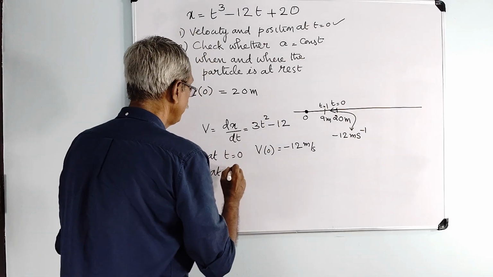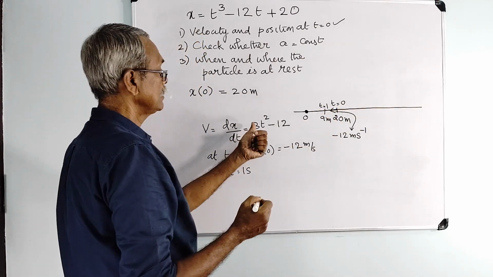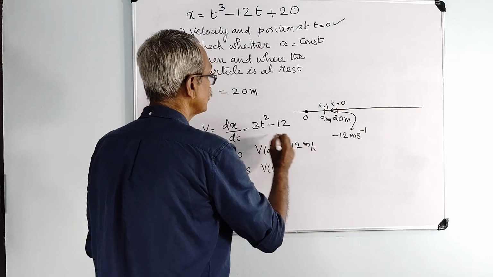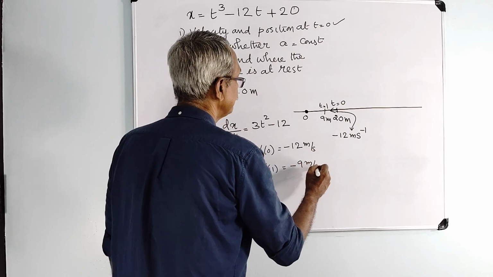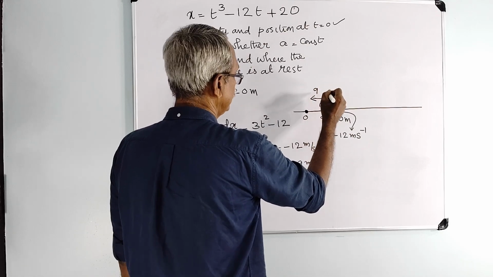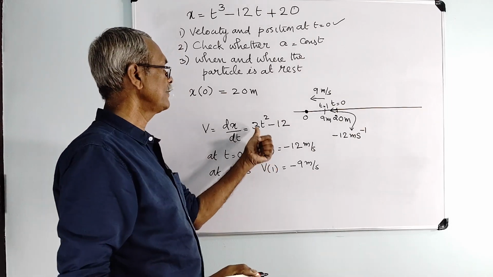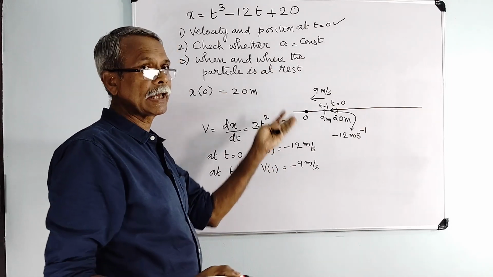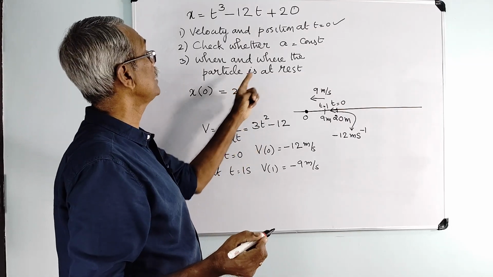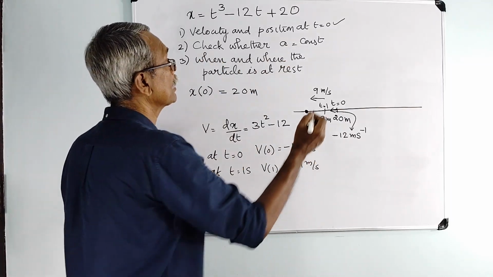At t is equal to 1 second, that is when the particle is at 9 meter, this will be 3 minus 12. Therefore, V1 will be equal to minus 9 meter per second. Therefore, here the particle will be moving in this direction with a speed of 9 meter per second, because v1 is 3 minus 12. Similarly, you can calculate the velocity at any instant of time, because the velocity is obtained as a function of time.